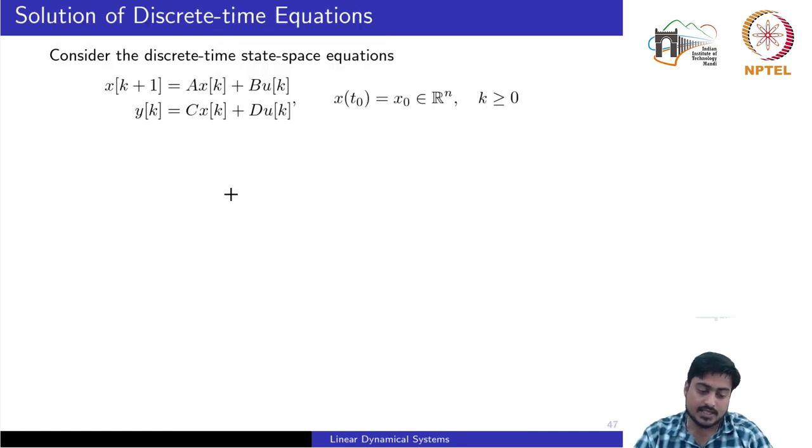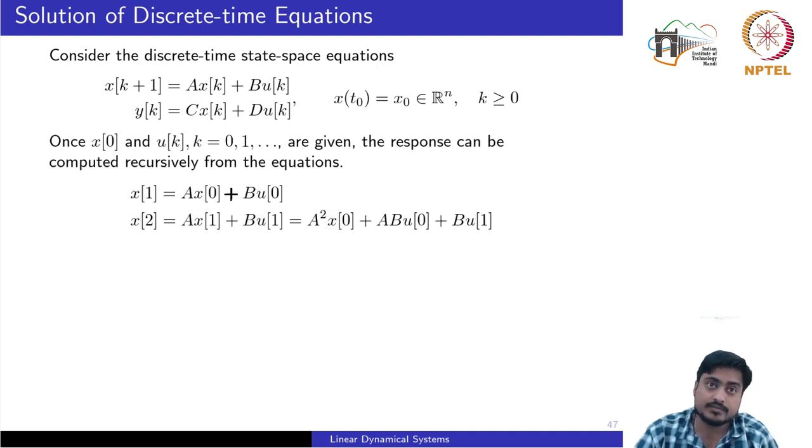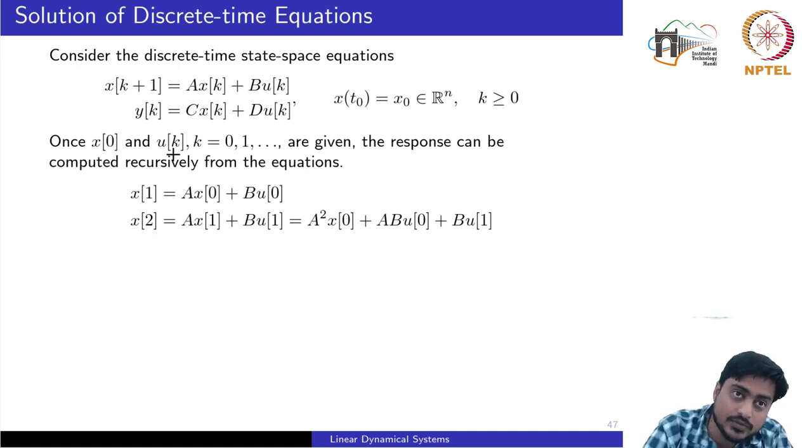After seeing the discretization, let's come on to the solution of the discrete time equations. Say for example, if we are directly given the discrete time systems, we know that both these equations are algebraic equations, and one direct way of computing the solution is to do it recursively. Once x0 and u of k for k equal to 0 up to the current time are given, the response can be computed recursively from these equations. The interesting point here is that we now see the explicit significance of the initial condition and all the u's starting from k equal to 0.